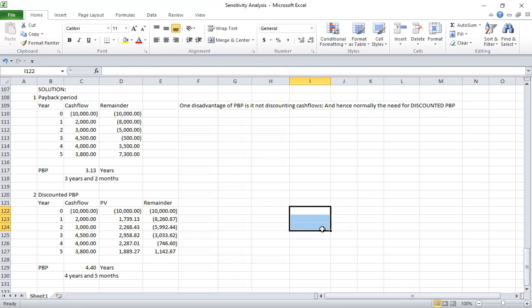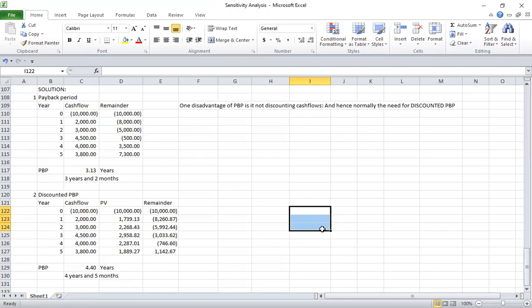So there is not so much difference between the normal payback period and the discounted one. The discounted one simply first discounts the cash flows. Then based on the discounted cash flows, you work out the remainder. Then in the same manner, you compute the discounted payback period.